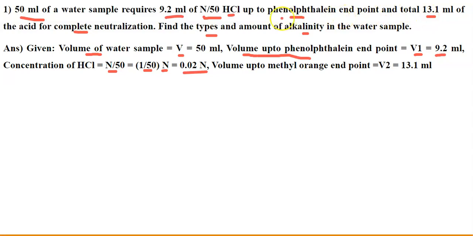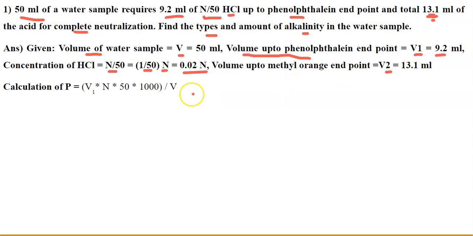Here it is given that 9.2 ml of N/50 HCl is required up to the phenolphthalein endpoint, and a total of 13.1 ml of acid is required for complete neutralization. This total is for the methyl orange endpoint, because once phenolphthalein changes its color, we add the methyl orange indicator. So this total is taken for the methyl orange endpoint, which is V2, equal to 13.1 ml.